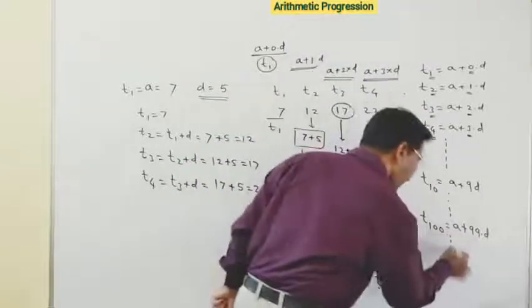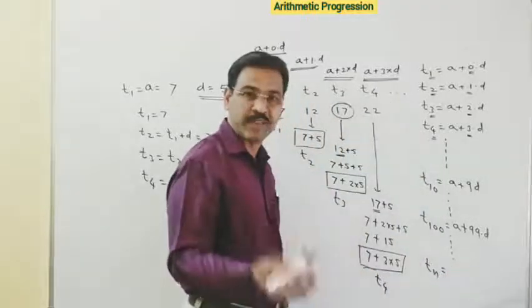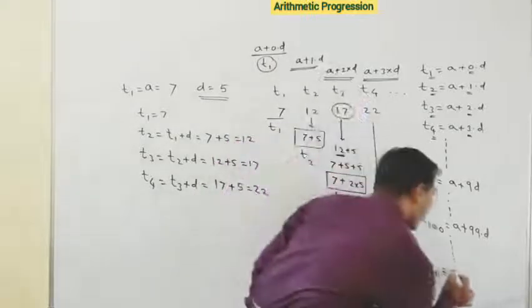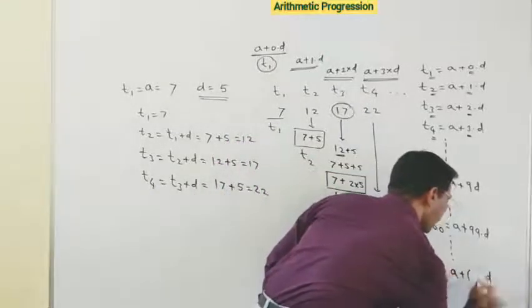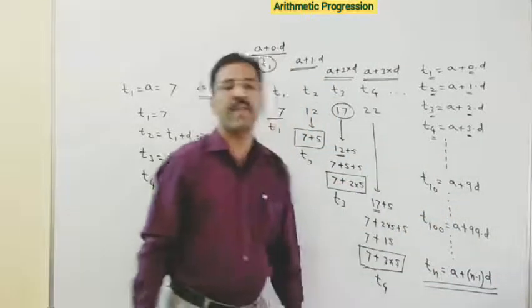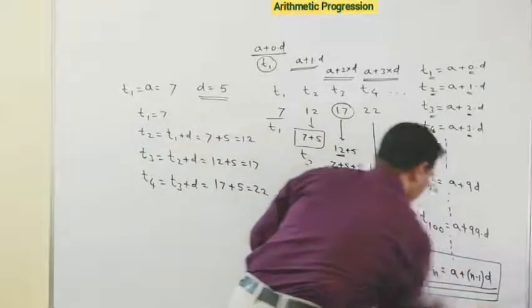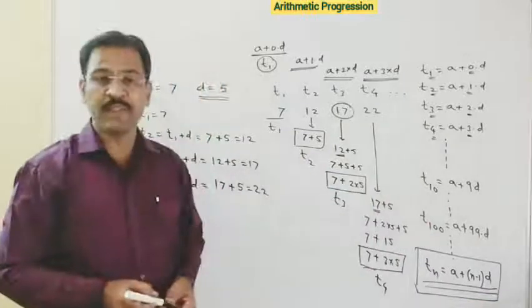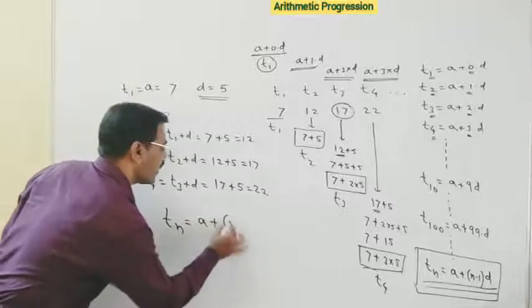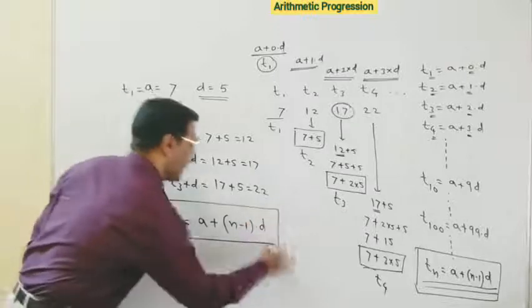So in this way we are going to write Tn, the nth term. The coefficient of D is definitely just one less than this n. Again A here, again D here, but here we'll write n minus 1. Like this, we can write the nth term, which is one of the very important parts. Okay friends, in this way we can find Tn is equal to A plus n minus 1 into D. This is the nth term.